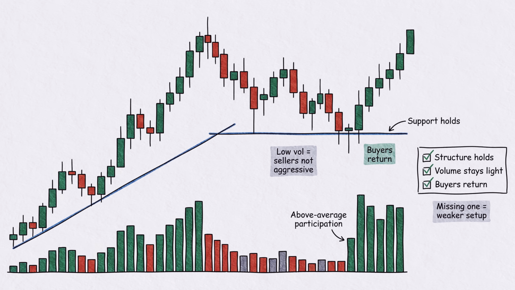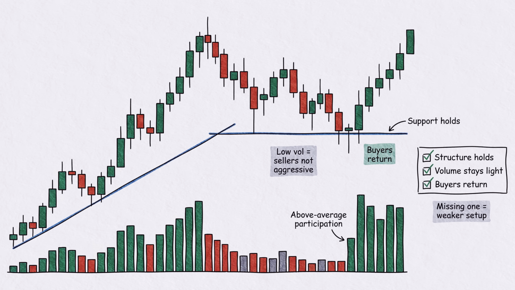The bars are smaller, below average. The candles may be smaller too. What does this tell you about the sellers? They are present, but they are not aggressive. They are not committing serious capital to push price down. This is not an attack on the trend. Price is moving lower because buyers are pausing, not because sellers are taking control.